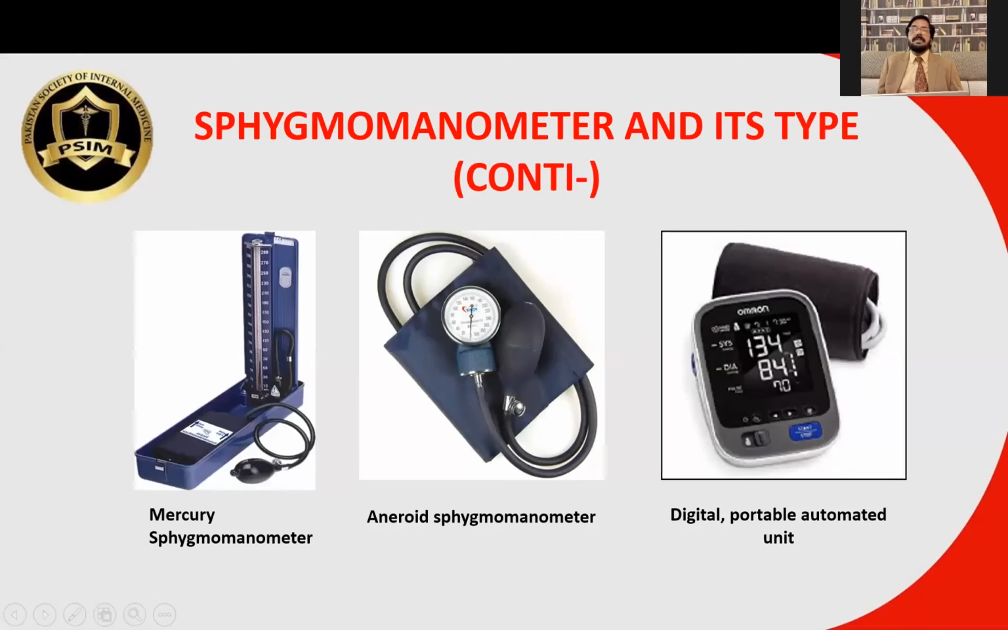Now, talking about the devices. Many devices have been talked about. The classical ones are three, which are definitely the mercury sphygmomanometer, the classical one, not yet to be deposited in the museum. Number two is the aneroid sphygmomanometer, which has certain concerns in the talk as well. And then digital, a more convenient, portable, automated unit. That's also very good. That's also being used as well.